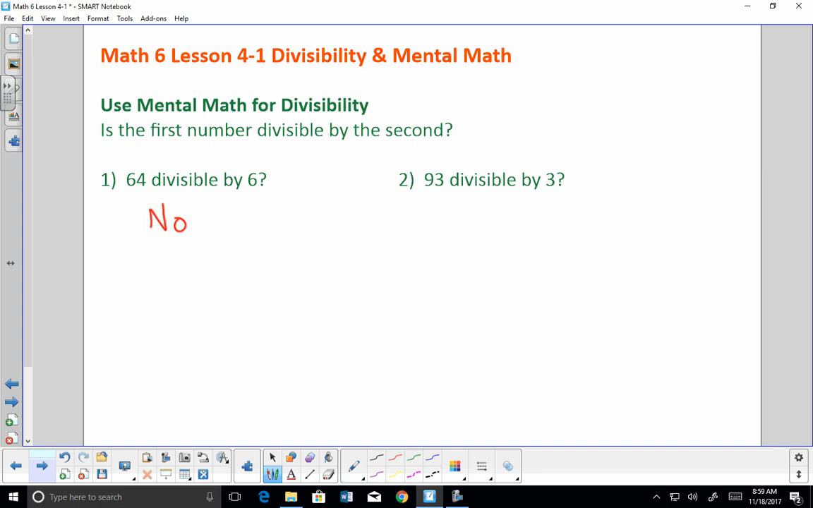Is 93 divisible by 3? Well, I know my 3 times table is pretty good, but I also know that 9 is divisible by 3, and 3 is also divisible by 3. So I know that 93 is divisible by 3. Mentally, you should be able to do this without actually having to do the math off to the side. If you have to, you can, but hopefully you'll get to a point where you'll mentally be able to tell me whether or not one number is divisible by another number.